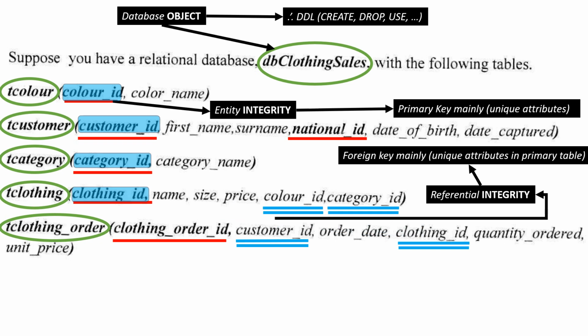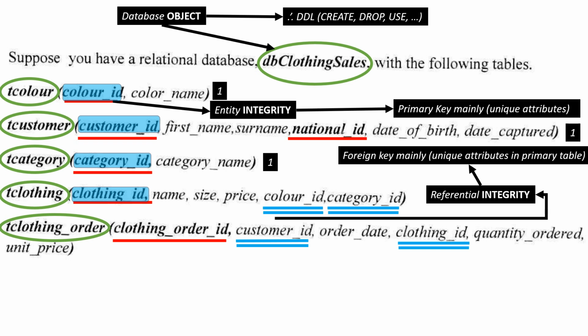Now, does T color depend on any other table? No. Therefore, I can start by creating T color. So I'm giving them labels now. T color, I'm giving it label 1. T customer, because T customer does not depend on any other table, I'm also giving it label 1 because I can start by creating T customer. T category, I can also start with it because it doesn't depend on anything.